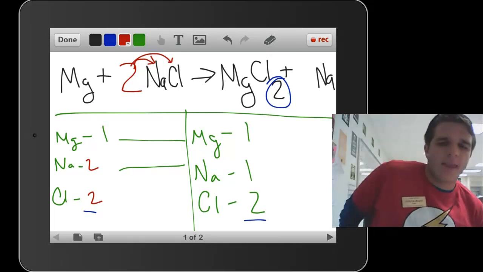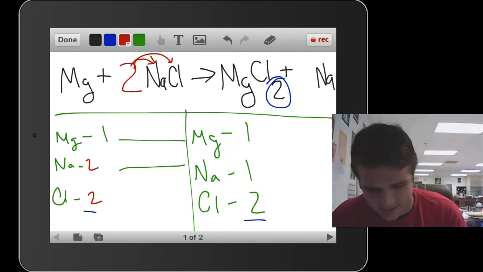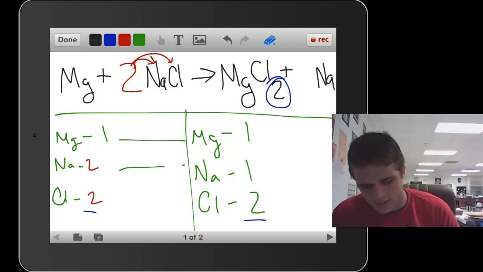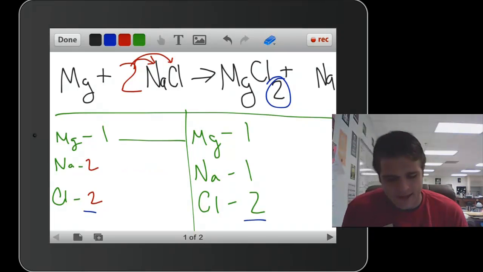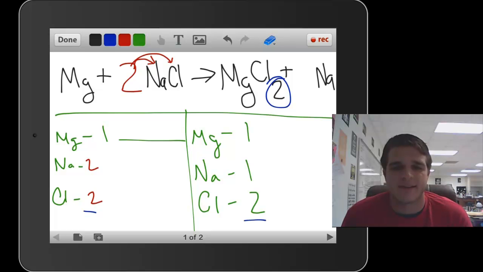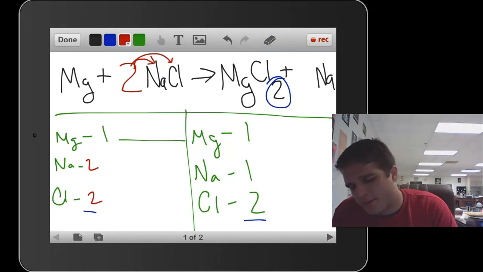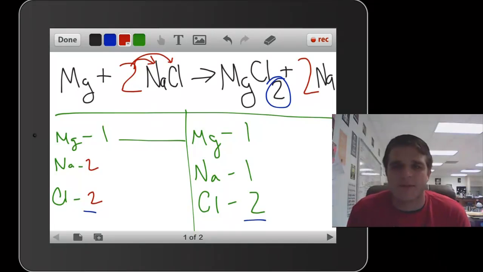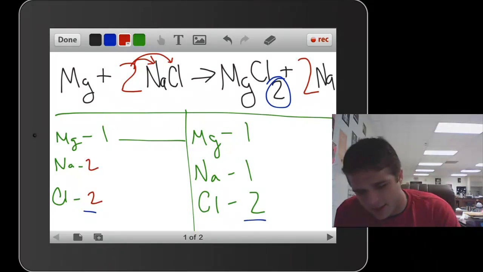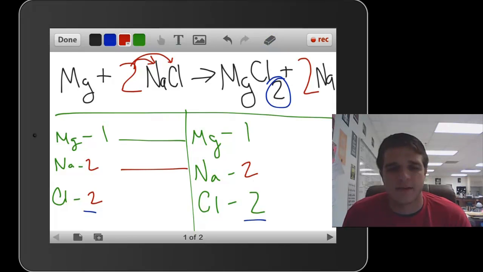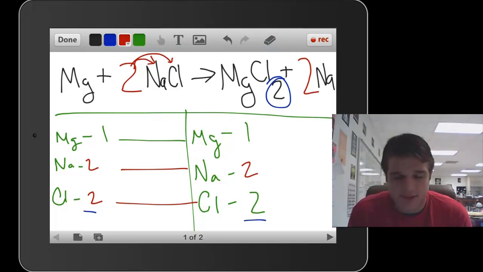So, now sodium is unbalanced on both sides of the equation. As you can see, on the left side we now have 2 sodiums, and on the right side we have 1. How can we balance that out? Well, it's simple. Put another coefficient in front of the sodium on the right. That changes the sodium to 2, and now we're balanced. All of our variables are in check here.